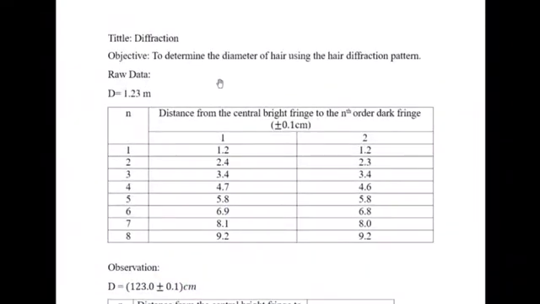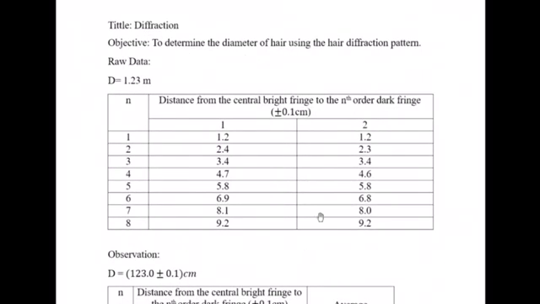Next, we will discuss the data analysis for this experiment. So the title of this experiment is Diffraction, and the objective of this experiment is to determine the diameter of hair using the hair diffraction pattern. So here is the raw data, and we can see that D is equal to 1.23 meter, which is the distance between the screen and the laser, and here is the distance from the central bright fringe to the nth order dark fringe.